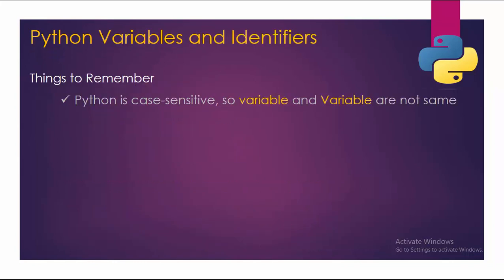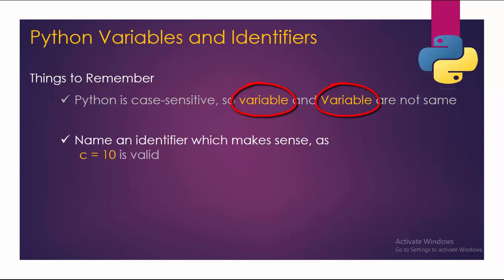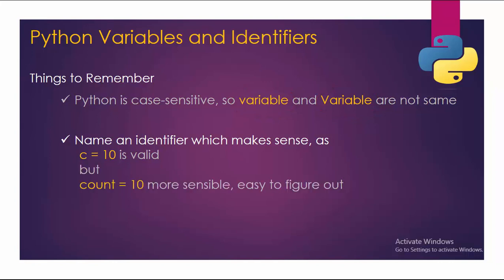Things to remember for Python variables and identifiers. Python is case sensitive, so a variable with all small letters and one with the first letter capital are two different variables. Always name an identifier so that it makes sense, as c = 10 is valid, but using count = 10 is more sensible and easy to figure out as compared to c = 10.